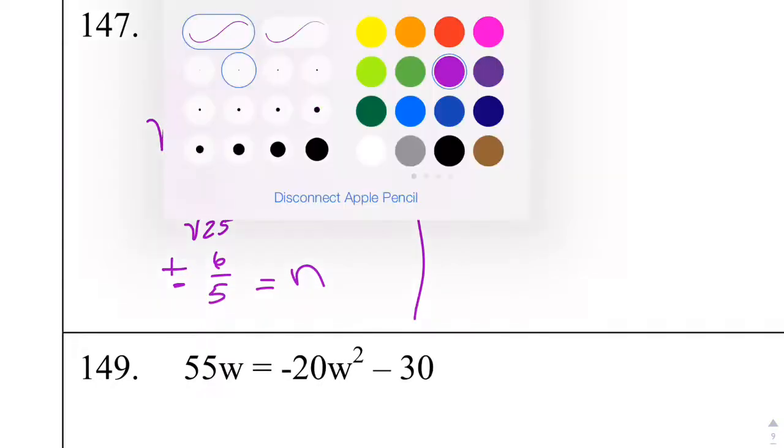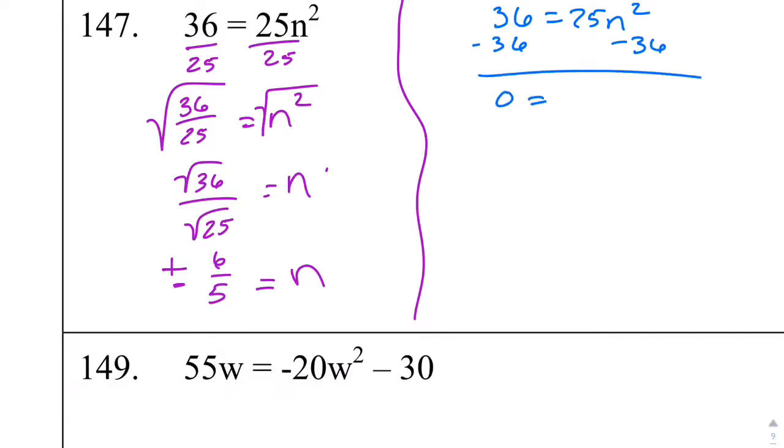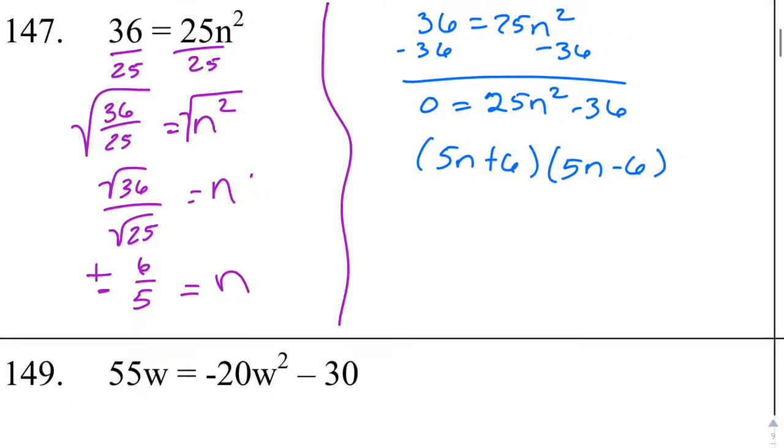Okay, here's another way to solve this. Let me just rewrite the original problem. We could move the 36, so then we have 0 equals 25n squared minus 36. And now what we see over here is a difference of perfect squares, right? Square root of 25 is 5, square root of 36 is 6. So this actually factors into 5n plus 6 and 5n minus 6, and it's equal to 0. So then we say, well, okay, maybe 5n plus 6 equals 0, or maybe it's the 5n minus 6 that equals 0.